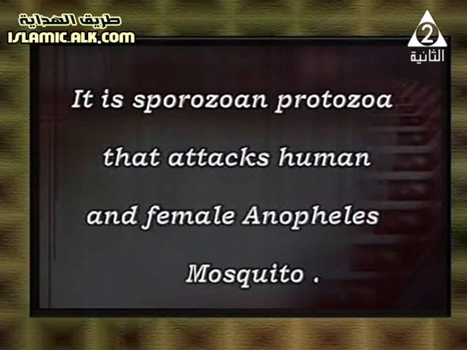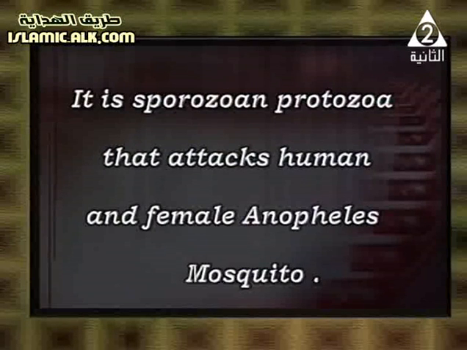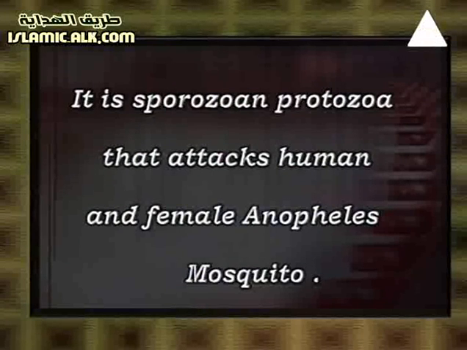Number one, what does malaria or plasmodium mean? It is a sporozoan protozoa. I mean, it's very tiny and consists of just one cell. This sporozoan protozoa attacks the human and the female Anopheles mosquito. So we have here two infected individuals: the female Anopheles mosquito, and you're going to know why, and the male and female human.